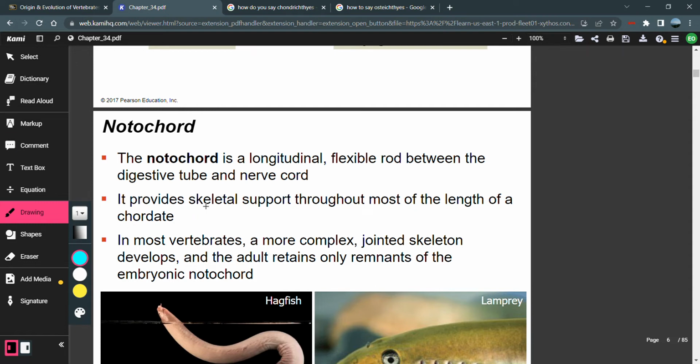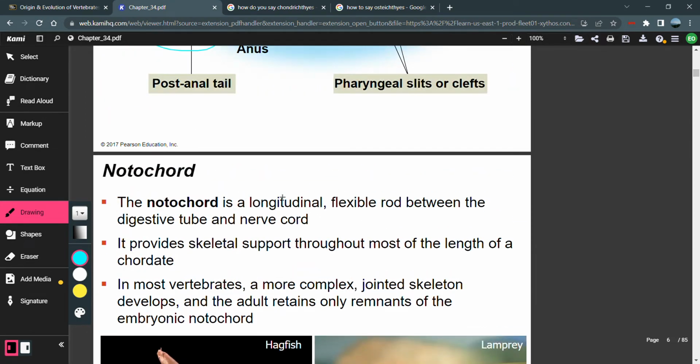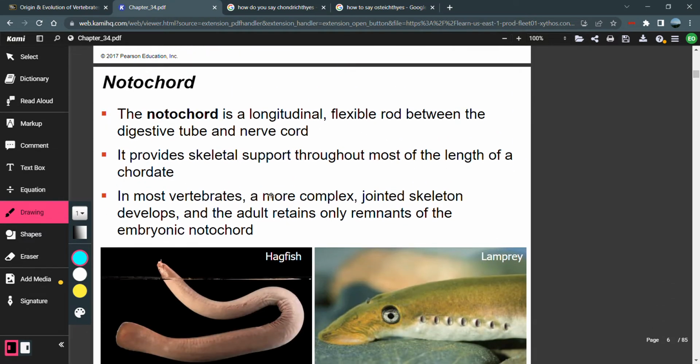Same with worms, with earthworms. Earthworms have a hydrostatic skeleton, which their muscles would push against. It has to have that hard surface to push against to move. In most vertebrates, a more complex jointed skeleton develops, and the adult retains only remnants of the embryonic cord. So the notochord is reduced in humans. It forms the cartilage discs in our vertebrae.